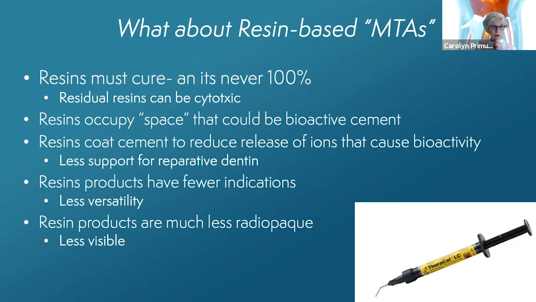And I really don't want to take up the space in a formula, because your formula has to add up to 100%. And if you use 30% resin, then that part of the composition is not bioactive cement. Resins also coat the cement particles, reducing the release of ions that we need for bioactivity. And these resin products that I've showed you really have fewer indications than the MTA products on the market, so they're less versatile. And I also showed you how they're not as radiopaque.